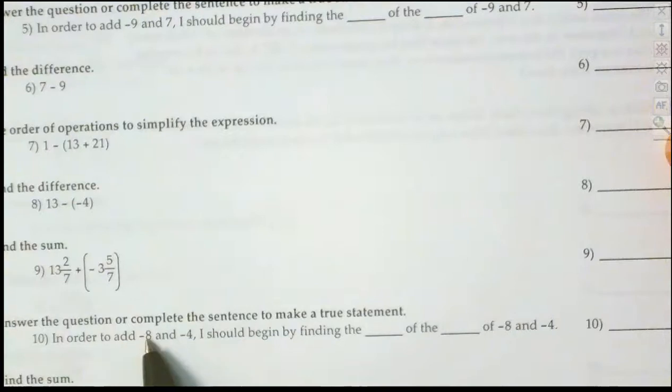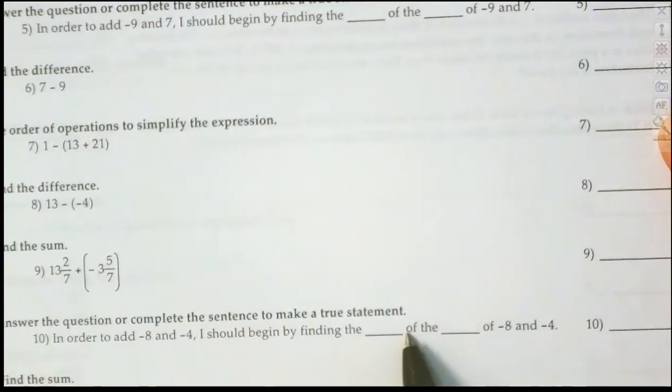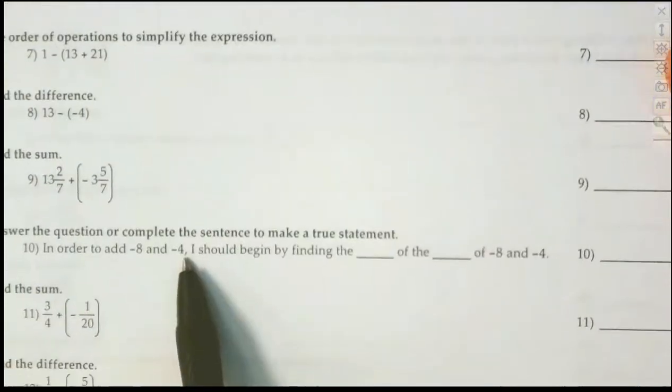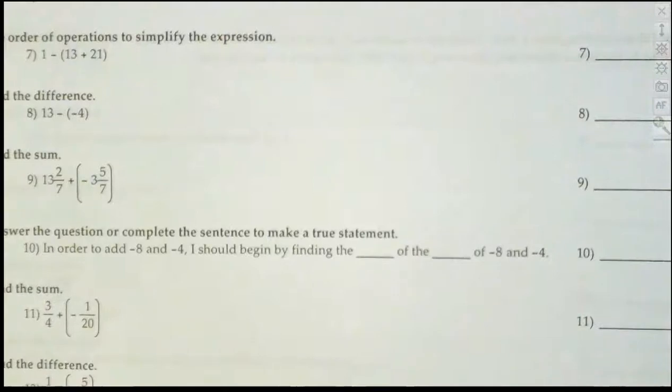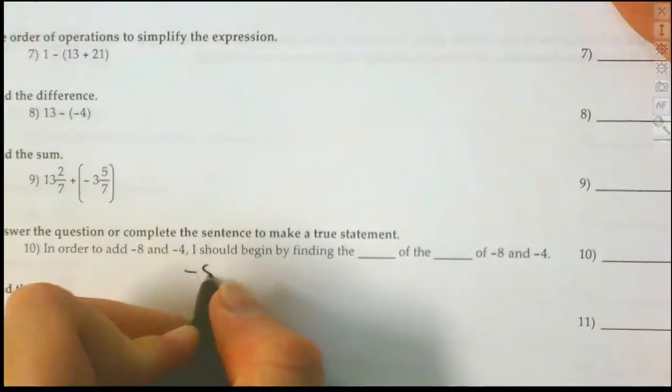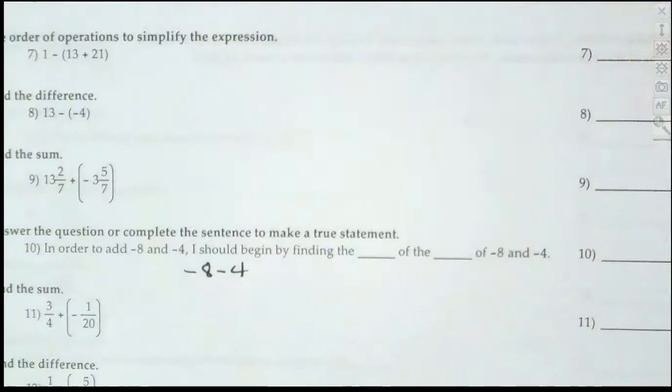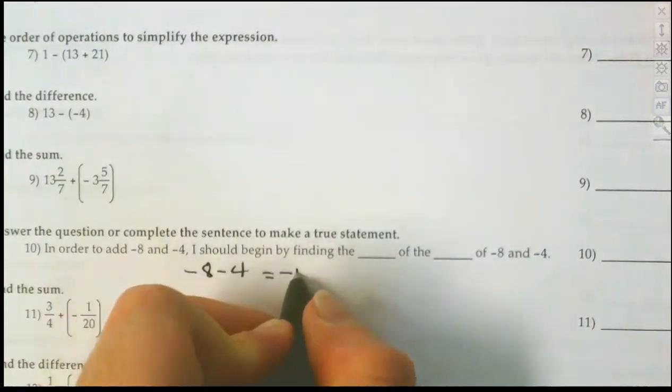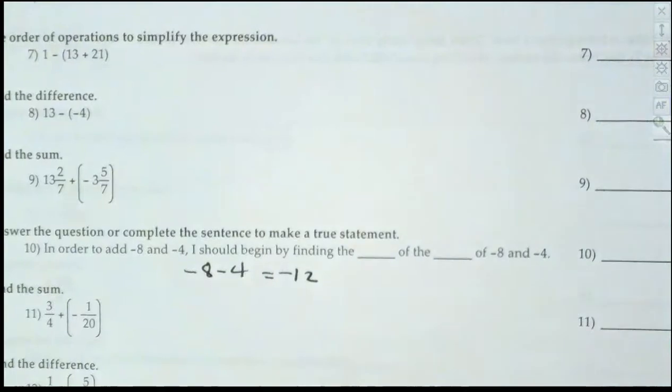In order to add -8 and -4, I should begin by finding the blank of the blank. Okay? Well, when we look at a -8 and a -4, how do I approach this? Well, what's my answer going to be? If I look at -8 minus 4, those go together, and that makes it what? -12.